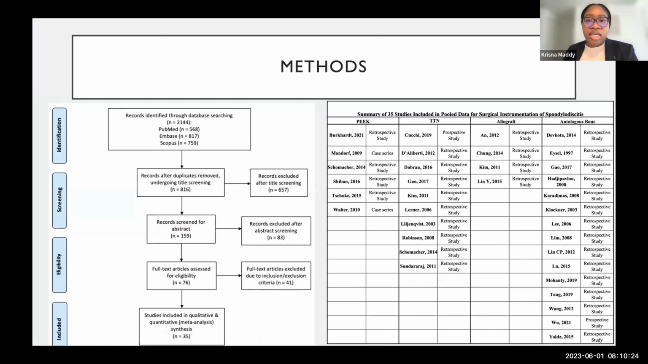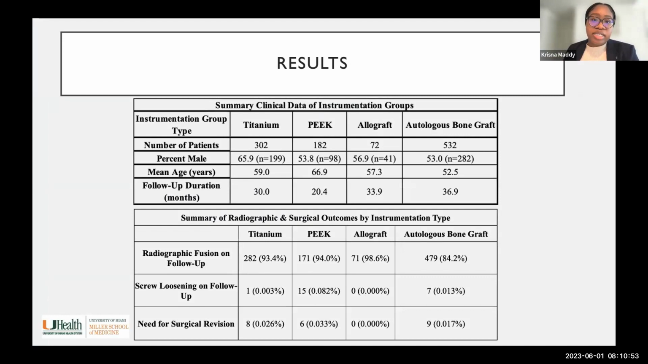So we started by conducting a systematic review and meta-analysis of the literature. Our initial search yielded about 2,100 articles, and after a series of inclusion and exclusion criteria, we included 35 studies in our final qualitative and quantitative meta-analysis. These studies were mostly retrospective single-arm studies across the 4 different cage material types, including PEEK, titanium, allograft, and autologous bone graft. We conducted a series of pooled descriptive analyses, and we ended up with a cohort of a little over 1,000 patients across these 4 different material types.